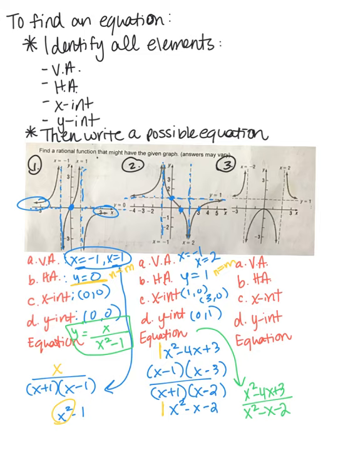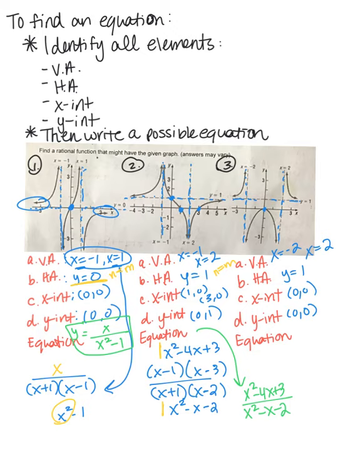All right, last one, here we go. I'm going to start again with my vertical asymptotes. Here we have one at -2. Here we have one at 2. Horizontal asymptote, I see here we are at 1. X-intercept should be at 0. Same thing with my y-intercept. All right, so hopefully by now we're pretty good at identifying the elements of what we have here.